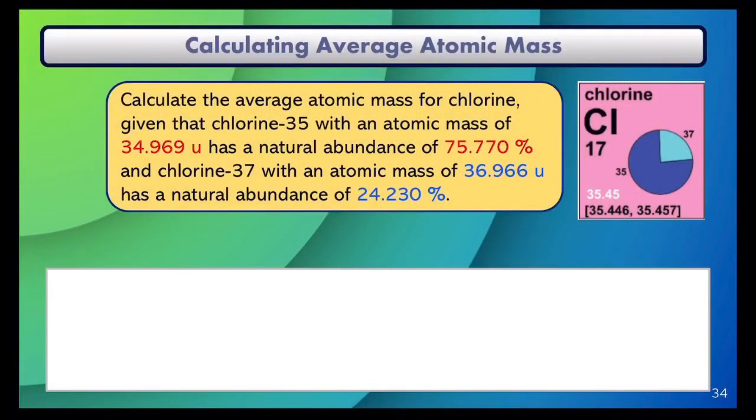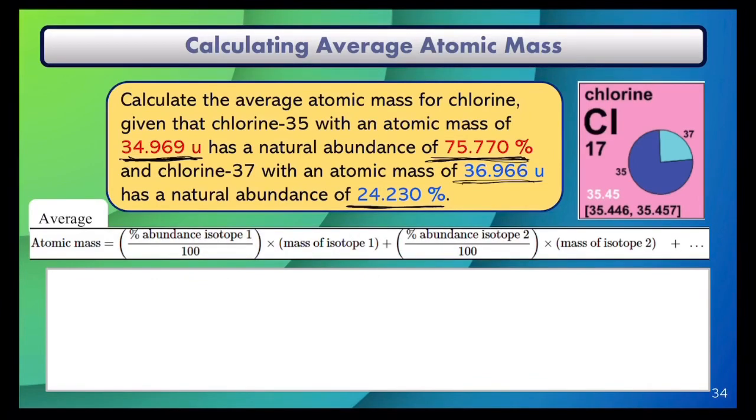We'll look at the isotopes chlorine-35 and chlorine-37. Chlorine-35 has an atomic mass of 34.969 units, so very specific there, and it has a natural abundance of 75.770%. Remember, we need to change that to a fractional abundance by dividing by 100. And then the next isotope, chlorine-37, has an atomic mass of 36.966 units and a natural abundance of 24.230%.